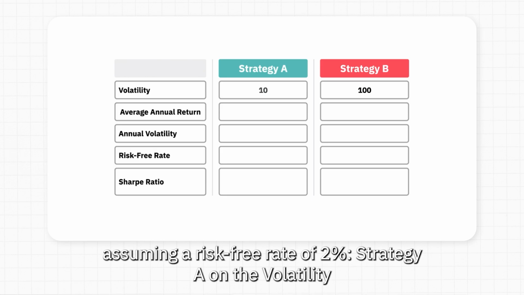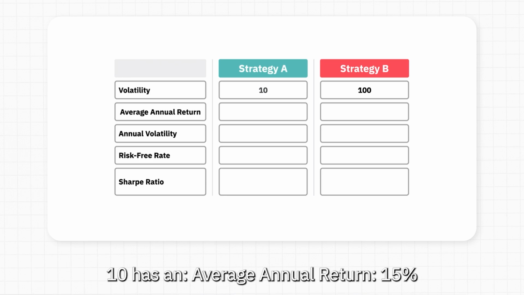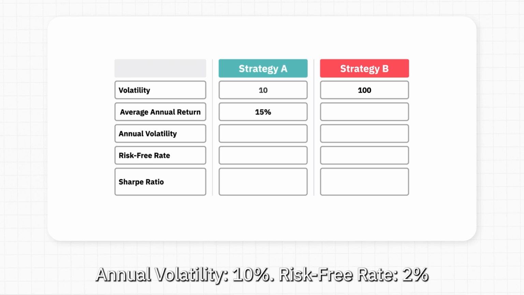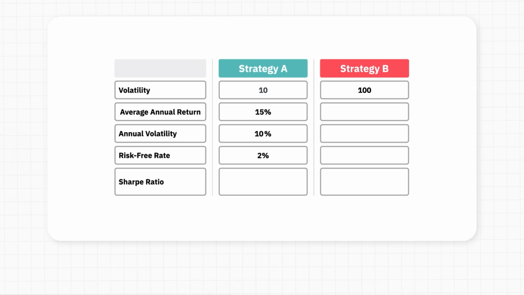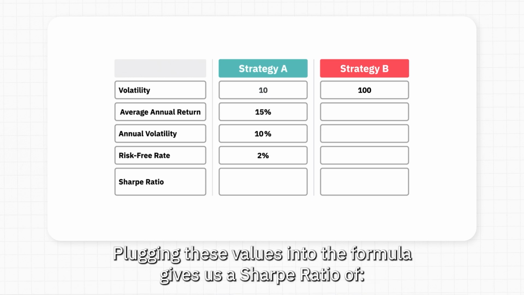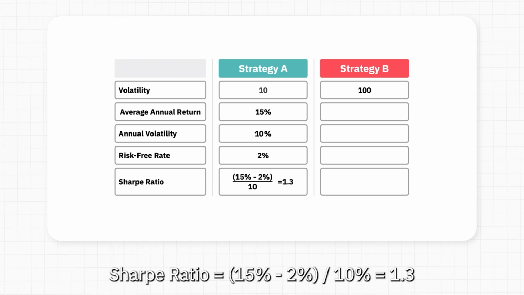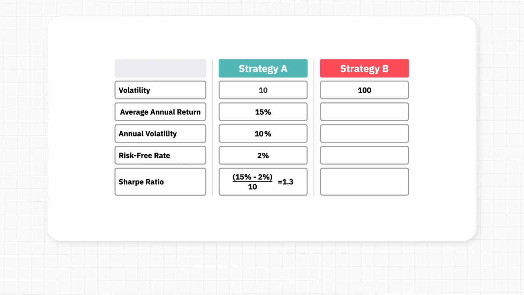Strategy A on the volatility 10 has an average annual return of 15%. Annual volatility 10%, risk-free rate of 2%. Plugging these values into the formula gives us a Sharpe ratio equals 15% minus 2% divided by 10% equals 1.3.